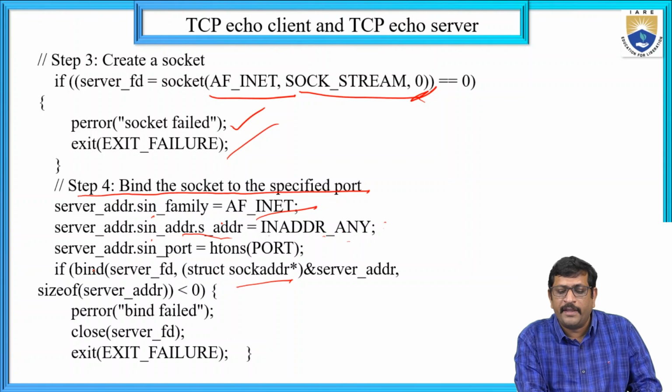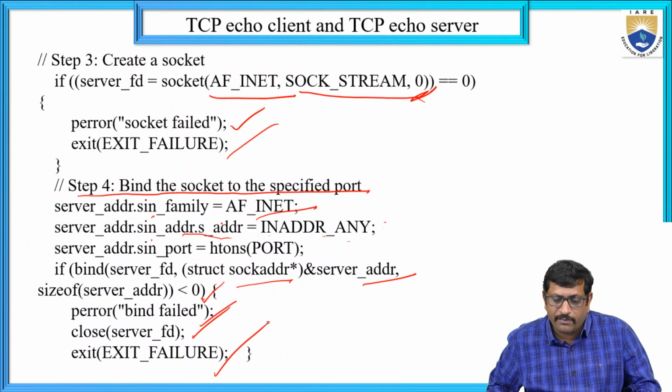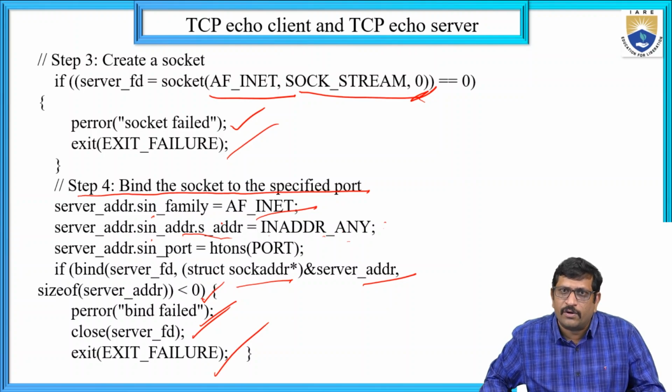Now we are going to bind. Both the server address and the port number are required for the binding. If bind returns less than 0, which is the condition, the bind will fail and an error will be raised. Closing the server file descriptor, the connection is closed and it exits with failure. Otherwise, if it is greater than 0, it binds the IP address and port number and sends the information.